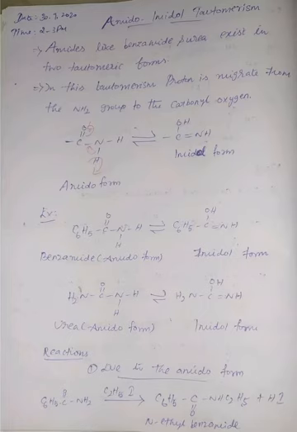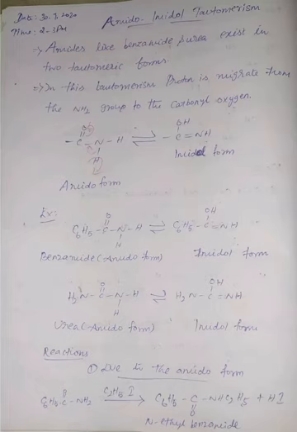For example, benzamide, C6H5CONH2, is the amido form, which converts to the imidol form by tautomerism. Like that, urea also undergoes amido-imidol tautomerism. The structure of urea is NH2CONH2. This amido form changes to the imidol form by proton transfer.